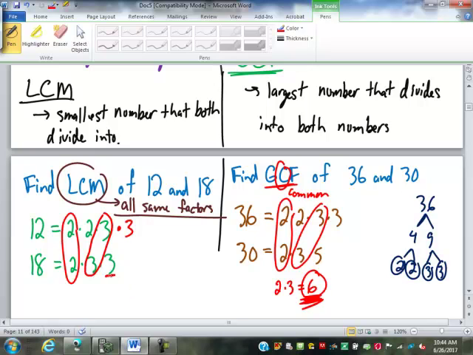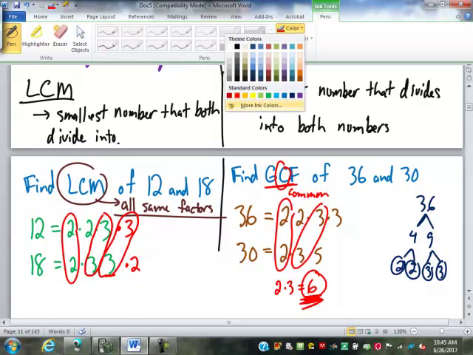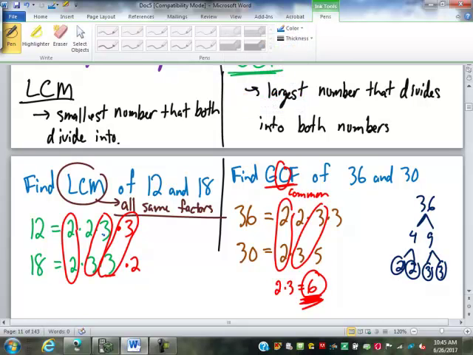So if I put a 3 on top, now they both have a 3, right? What's the bottom need to match the top? Another 2. Very good. So 2 times 2 times 3 is a 12. Times another 3 is 36. 2 times 3 times 3 is 18. Times another 2 is 36. 36 is the least common multiple of 12 and 18. It is the smallest number that both 12 and 18 will divide into without a remainder.